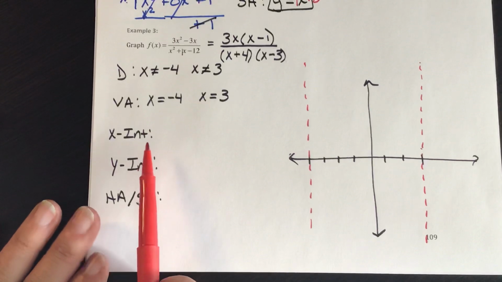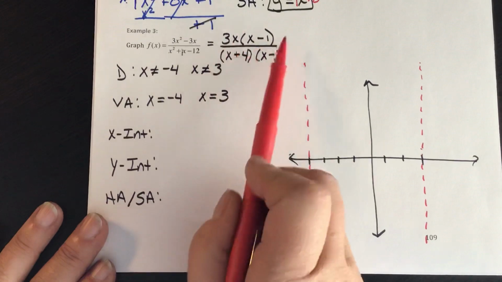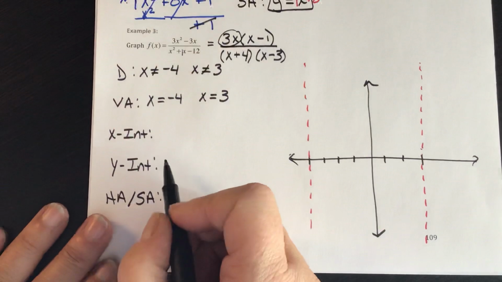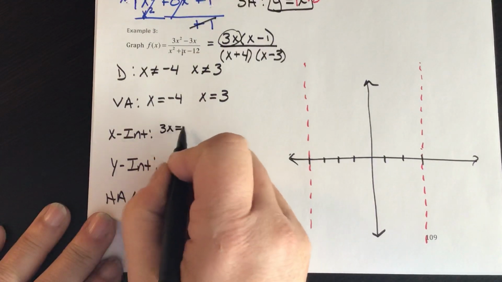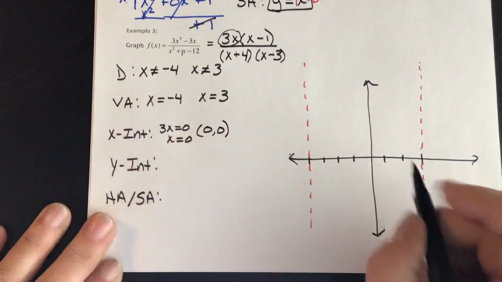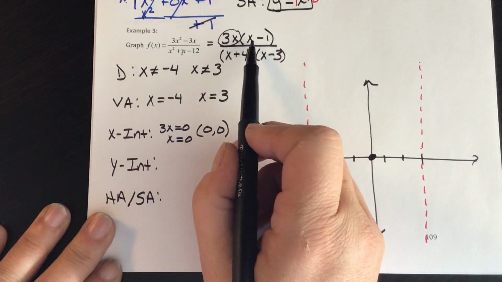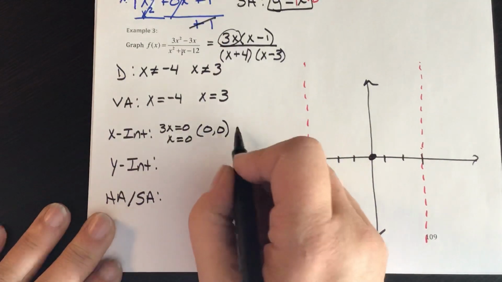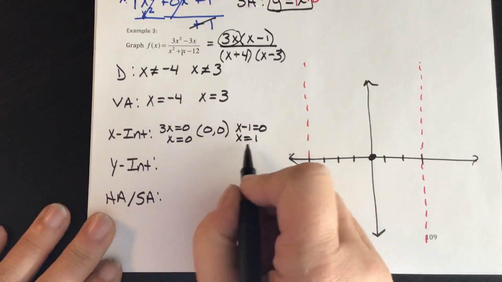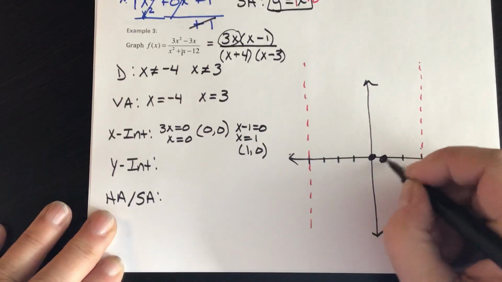And if I look for x-intercepts, that's anywhere the factors on the top equal 0. So I can take this factor here of 3x and say 3x equals 0 and x equals 0. So the point 0, 0 is an x-intercept. Then I can take x minus 1 equals 0. So x equals 1 and the point 1, 0 is an x-intercept. So that's right here.